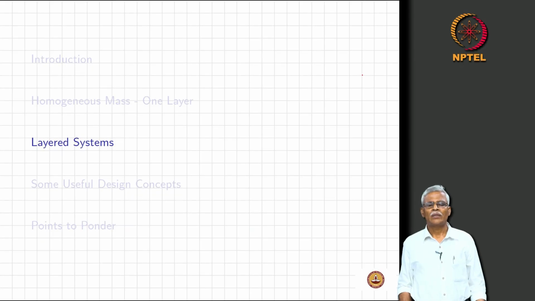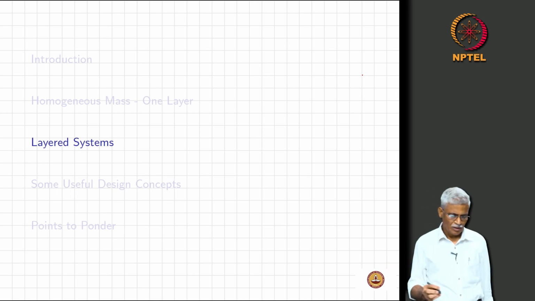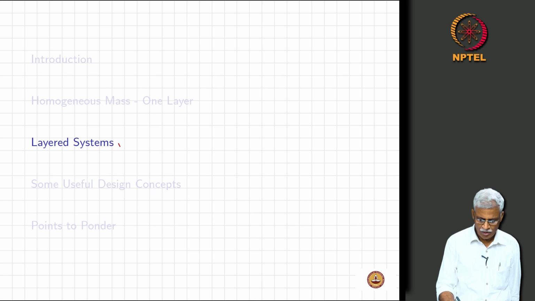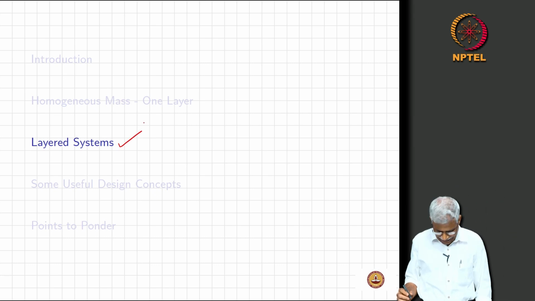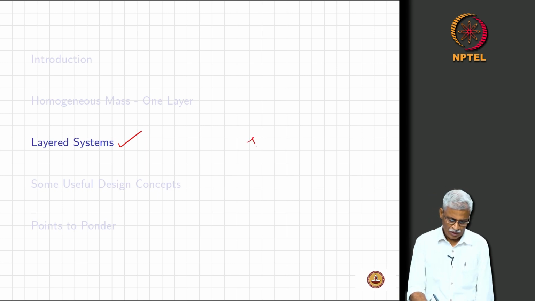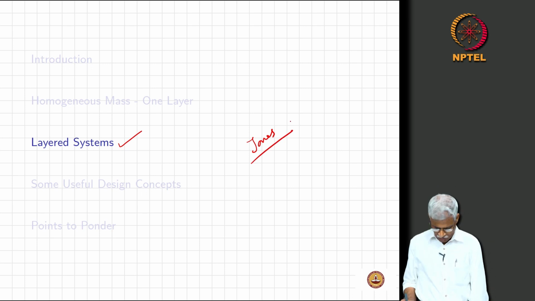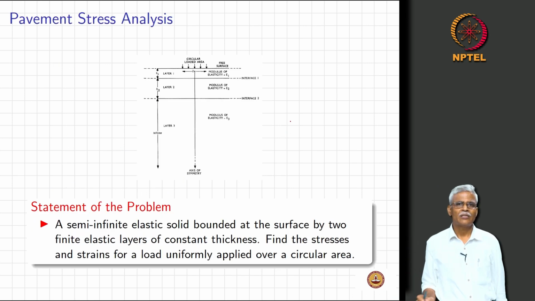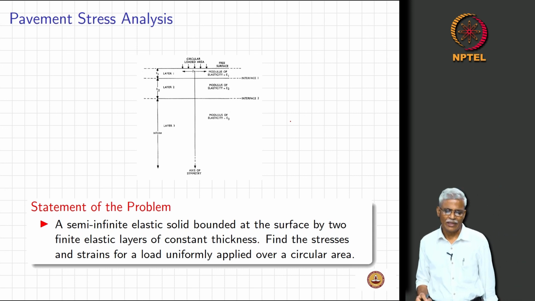So, let us continue our discussion on the stress analysis related to the pavement design. We will start talking about the actual ones, the layered system. The way in which I am going to do it is the following. I am just going to repeat whatever was very clearly articulated by Jones. Now, what exactly is the problem that we have in our hand?